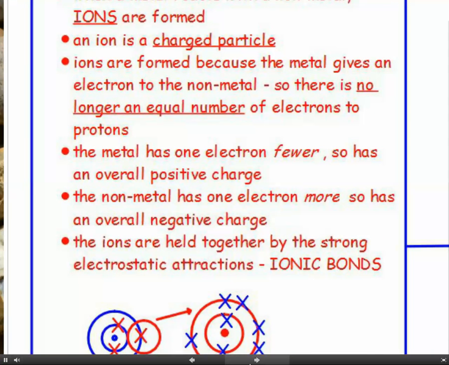So the metal, having given an electron away, has one electron fewer. So it's got one negative charge fewer. So it now has an overall positive charge. The non-metal, having gained an electron with one electron more, it has one negative charge more, so it now has an overall negative charge.